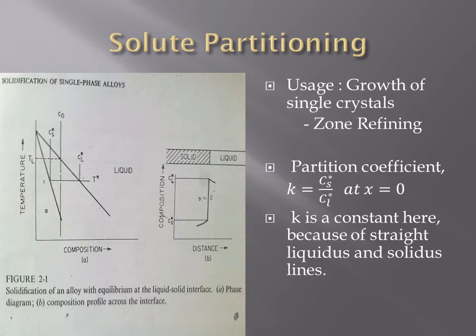Okay, we start with solute partitioning. Here we take an assumption that in solidification of metal, there is equilibrium at the interface and there is no barrier to transport of atoms. We consider a single crystal of alloy C0 and the equilibrium will be attained at temperature below TL. If solidification occurs at temperature T star, then concentration of solid will be CS star and liquid will be CL star. Under these conditions, we define a partition coefficient K, that is CS star upon CL star, and it is constant because of straight line of liquidus and solidus.